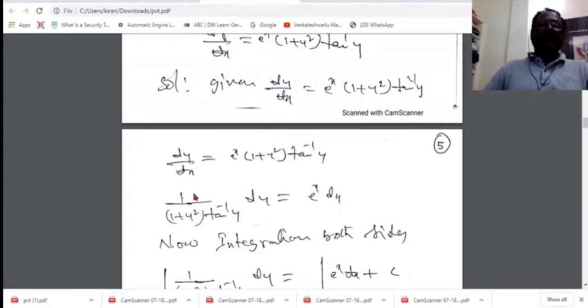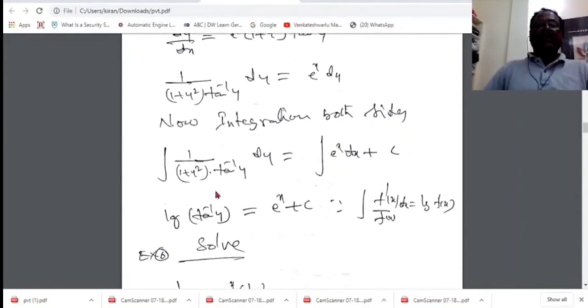Now after simplification, 1 by (1 plus y square) of tan inverse of y into dy is equal to e power x into dx. Now integrating on both sides, integration of 1 by (1 plus y square) tan inverse of y is equal to e power x into dx plus c. C is the integration constant.